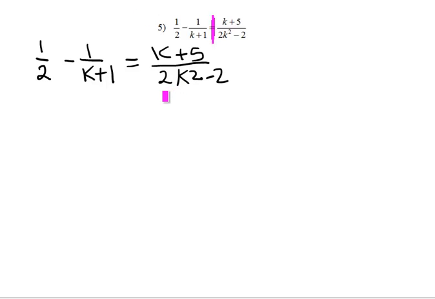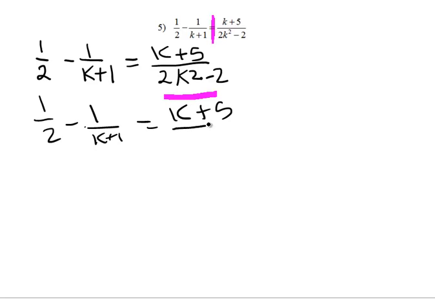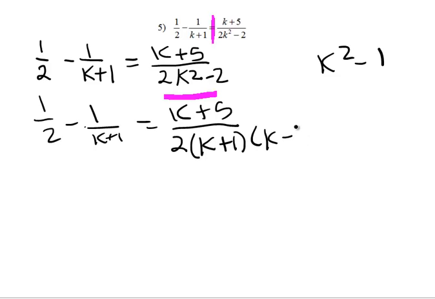Now I can factor this one, so I'm going to end up with 1/2 minus 1 over k plus 1 equals k plus 5 over 2 times, and if I pull out the 2, I'll end up with k squared minus 1, which is a difference of squares. So I'm going to write that out as k plus 1 times k minus 1. And that makes my least common denominator: there's a 2, there's a 2, there's k plus 1. So all in all, this is my least common denominator, and that's what I'm going to multiply by.